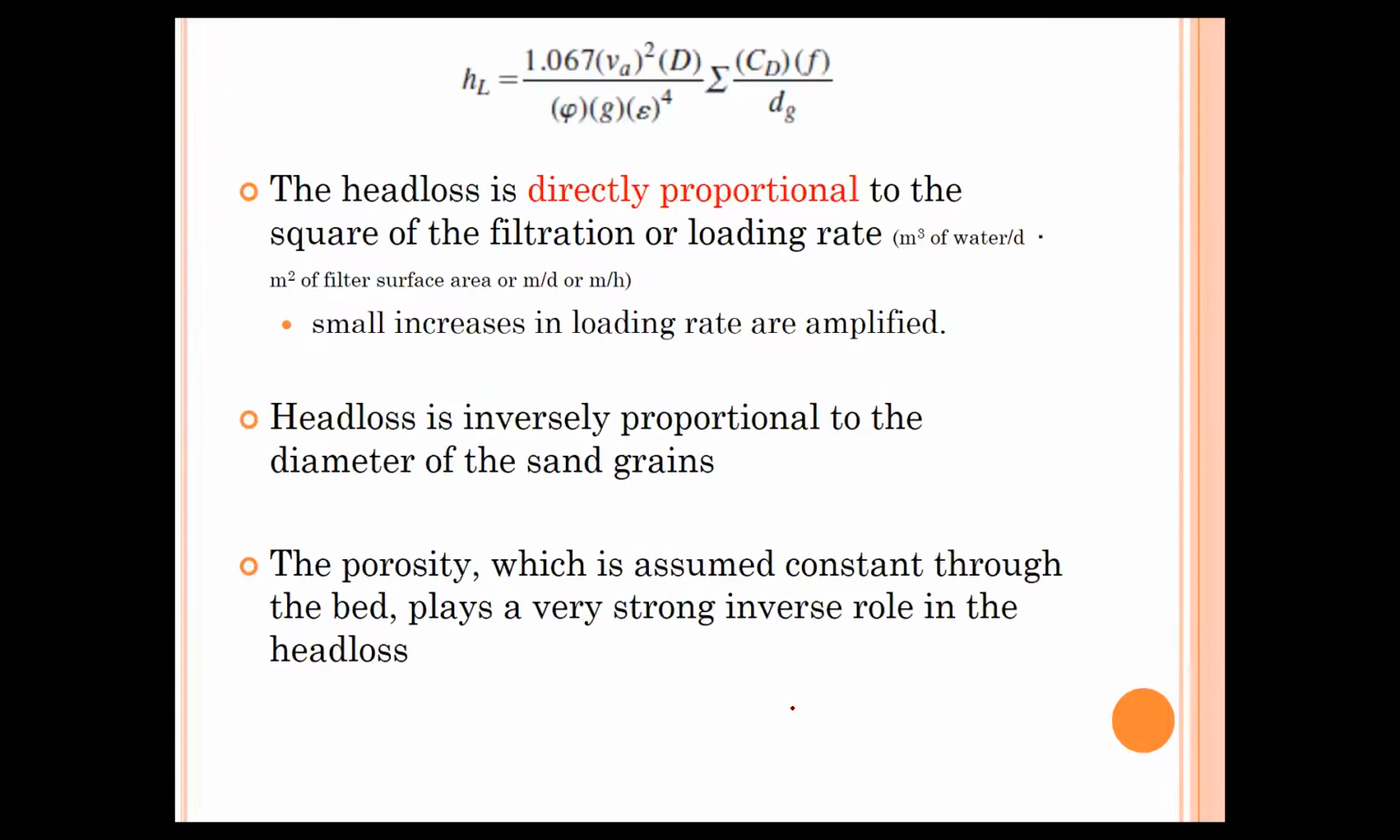What we know from this equation is the filtration rate, the depth, the shape factor, G, and porosity. What we have to find is the diameters, because diameters are related to the previous example, and also the drag coefficient and friction factor. We have to work on this also.